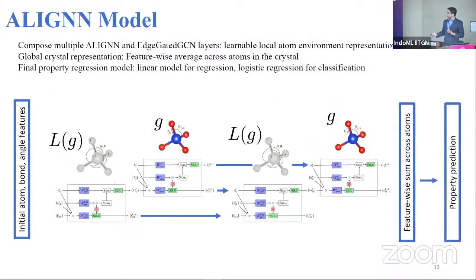Okay, so here's a very brief architecture of a line graph network. You have an atomistic graph called G, and then you have a line graph which is based on the bond angles.